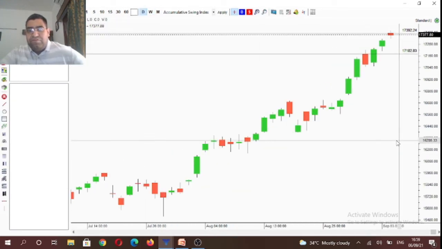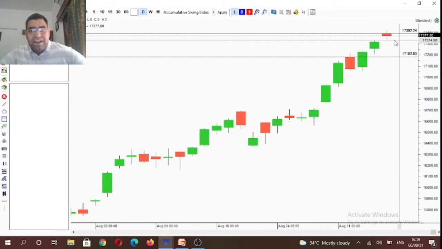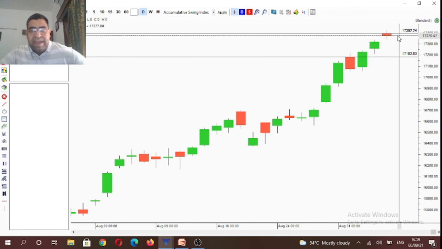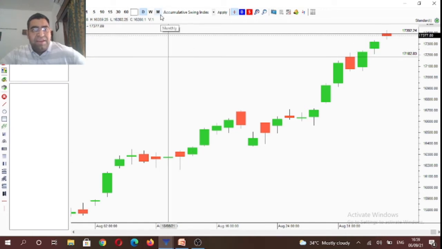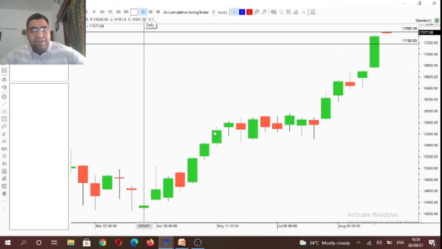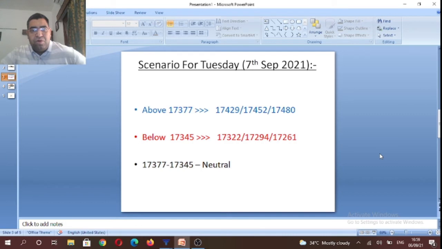And if you see the overall price structure on the daily time frame, despite today the market coming under control of sellers, you will see that the structure is intact. We have been making higher highs and higher lows. So we are in an uptrend despite there being conflict among the monthly as well as the weekly time frame on the index. So based on the price structure, we get the following scenario for tomorrow.